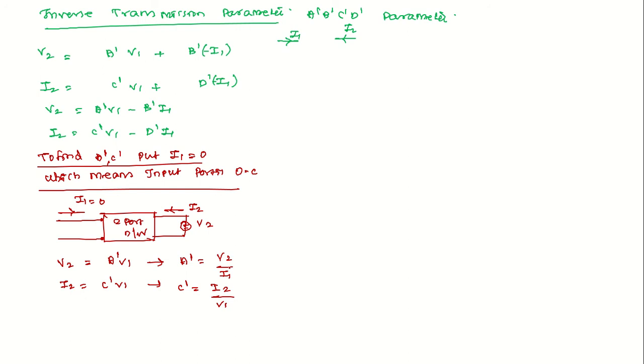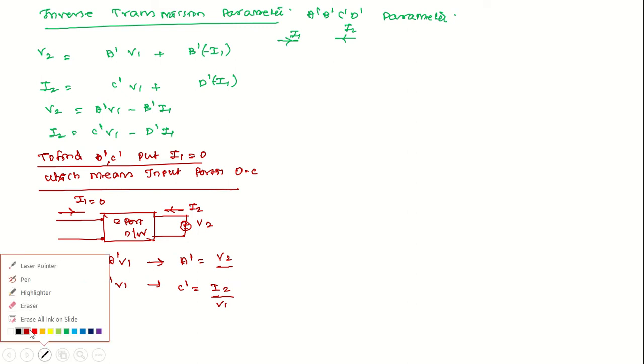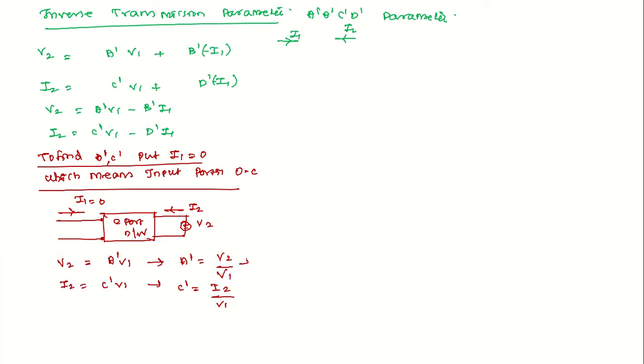So v2 by v1 should be written, it's not v2 by i1, it's v2 by v1. So v2 by v1 is called as your voltage ratio, the forward voltage transfer ratio when the input side is open circuited.